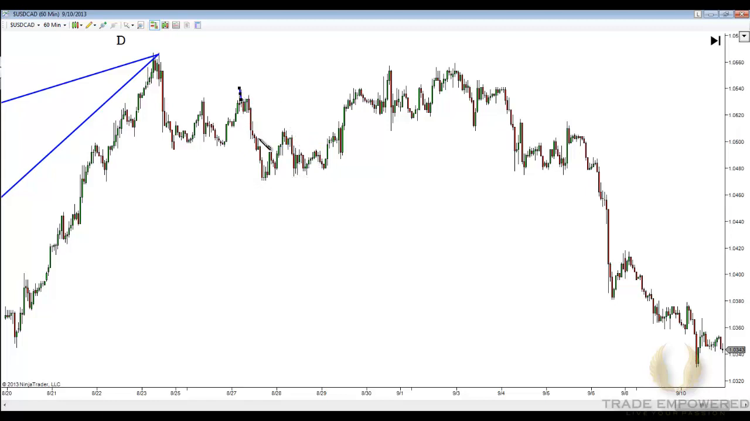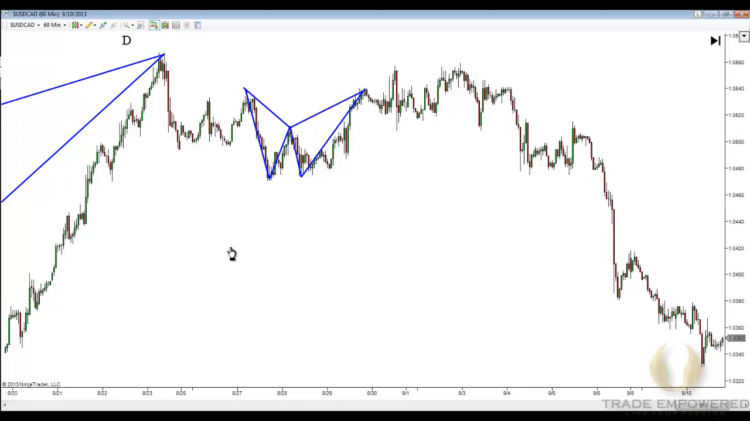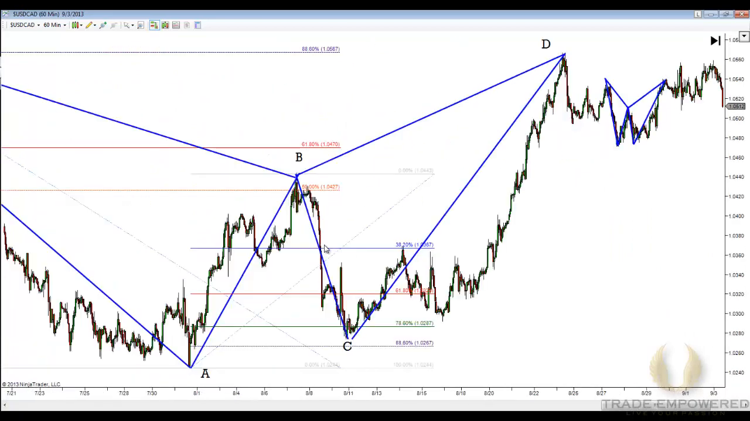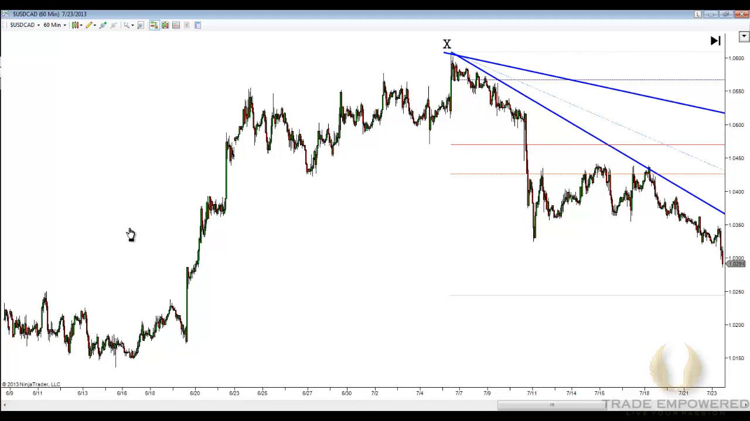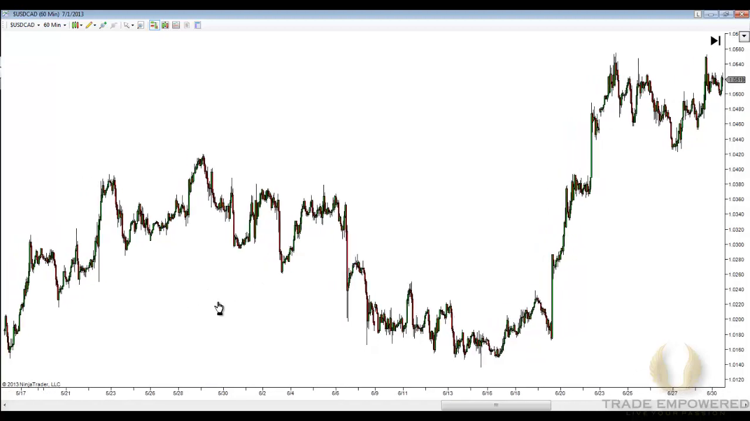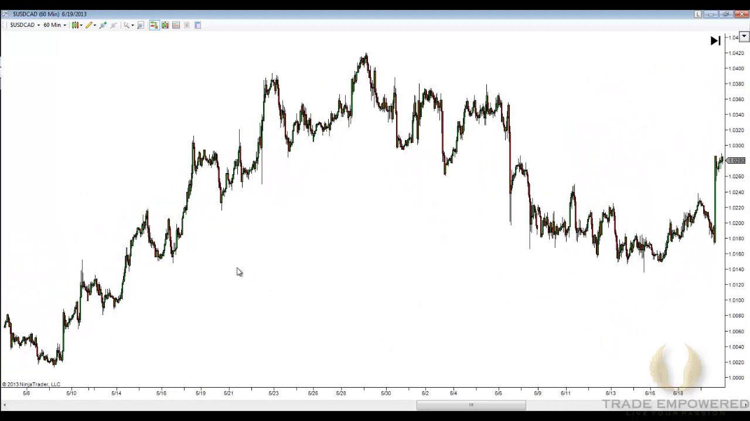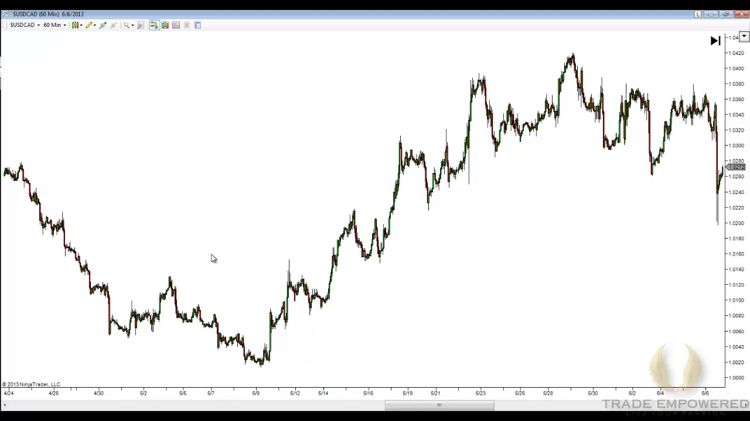You can see another one in here. X to A to B, B to C, C to D comes right here. Actually, we'll go over targets in a little bit. Yeah, probably would have been stopped out on this one. So here's a broken one, but still a bat pattern, nonetheless. Just a loser, and there's nothing wrong with that. These patterns don't win all the time. But let's see if we can find a bullish one. A little difficult because these markets have been trending the same way for so long.